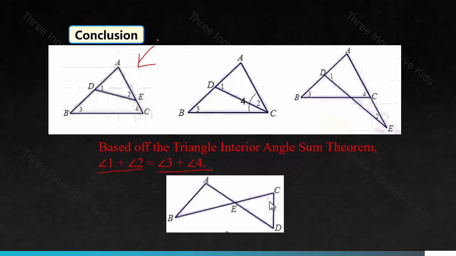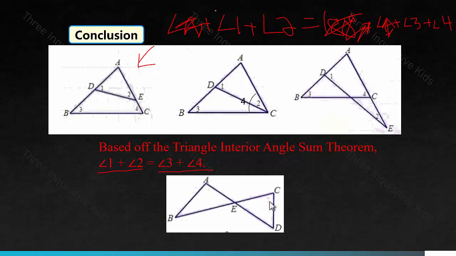So in triangle ADE, the interior angle sum would be angle A plus angle 1 plus angle 2, which equals 180 degrees. And in triangle ABC, the larger triangle, it's also equal to angle A plus angle 3 plus angle 4. We can just not write this 180 degrees in the middle, so we're left with this equation, and then we can subtract angle A from both sides to get angle 1 plus angle 2 equals angle 3 plus angle 4. And if you try to apply this equation to the rest of these diagrams, you would also find that it's true.